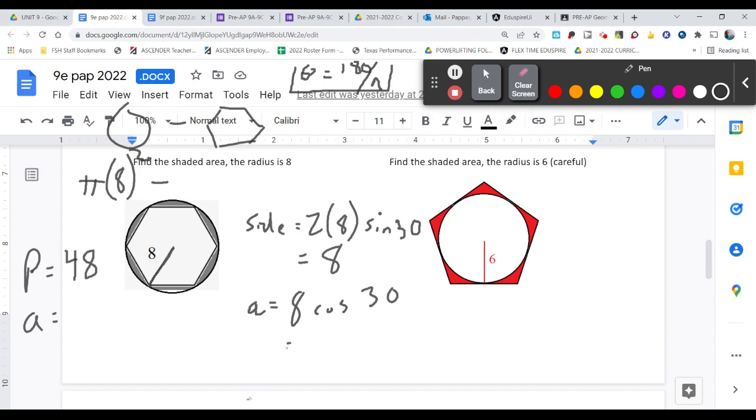All right, so the apothem is 8 cosine 30. I want to say it was 6.9. Don't quote me on that. I think it was. That's what it was. It is. Okay.